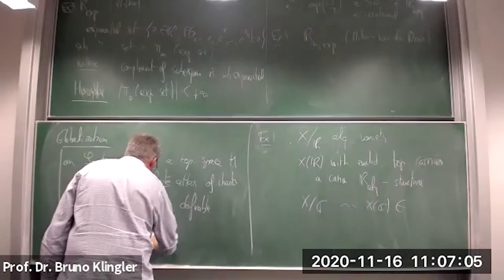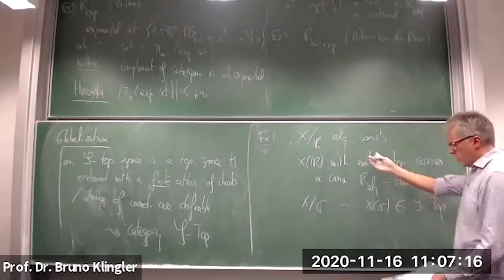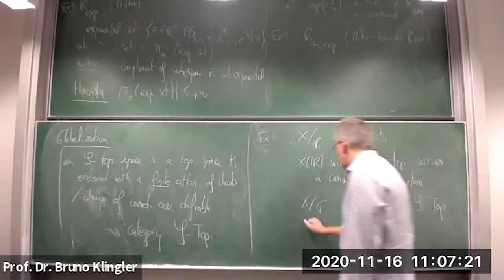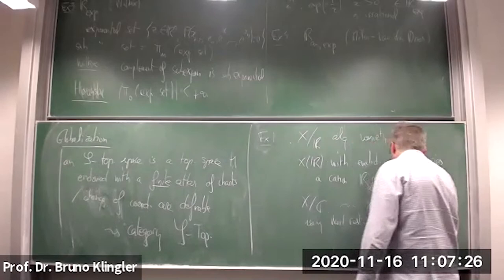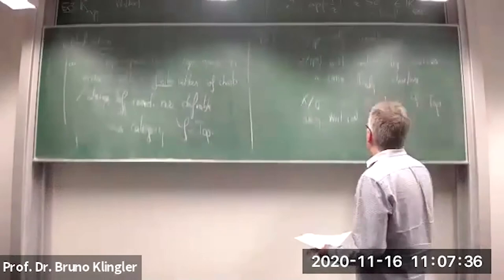You get the category of S-definable topological spaces, endowed with an S-definable structure. And so you get an object here, for instance, using a restriction of scalars. Okay, so using the restriction of scalars, you realize it as being Y(R) for Y the restriction of scalars of X from C to R. And so this is nice and completely canonical.